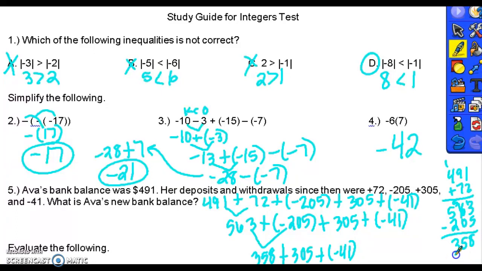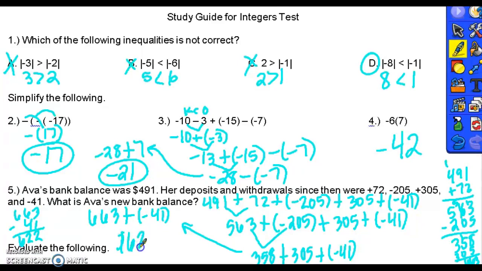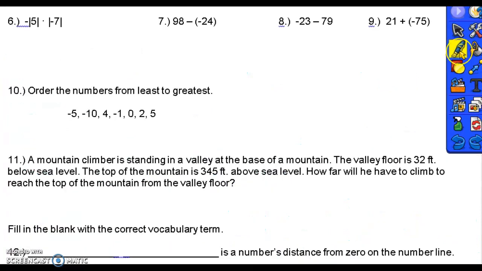358 plus 305. My signs are the same, so I add. 8 plus 5 is 13. 1 plus 5 is 6. 3 plus 3 is 6. So that's 663 plus -41. My signs are different, so I subtract. 3 minus 1 is 2. 6 minus 4 is 2. And bring down your 6. Her balance is $622.